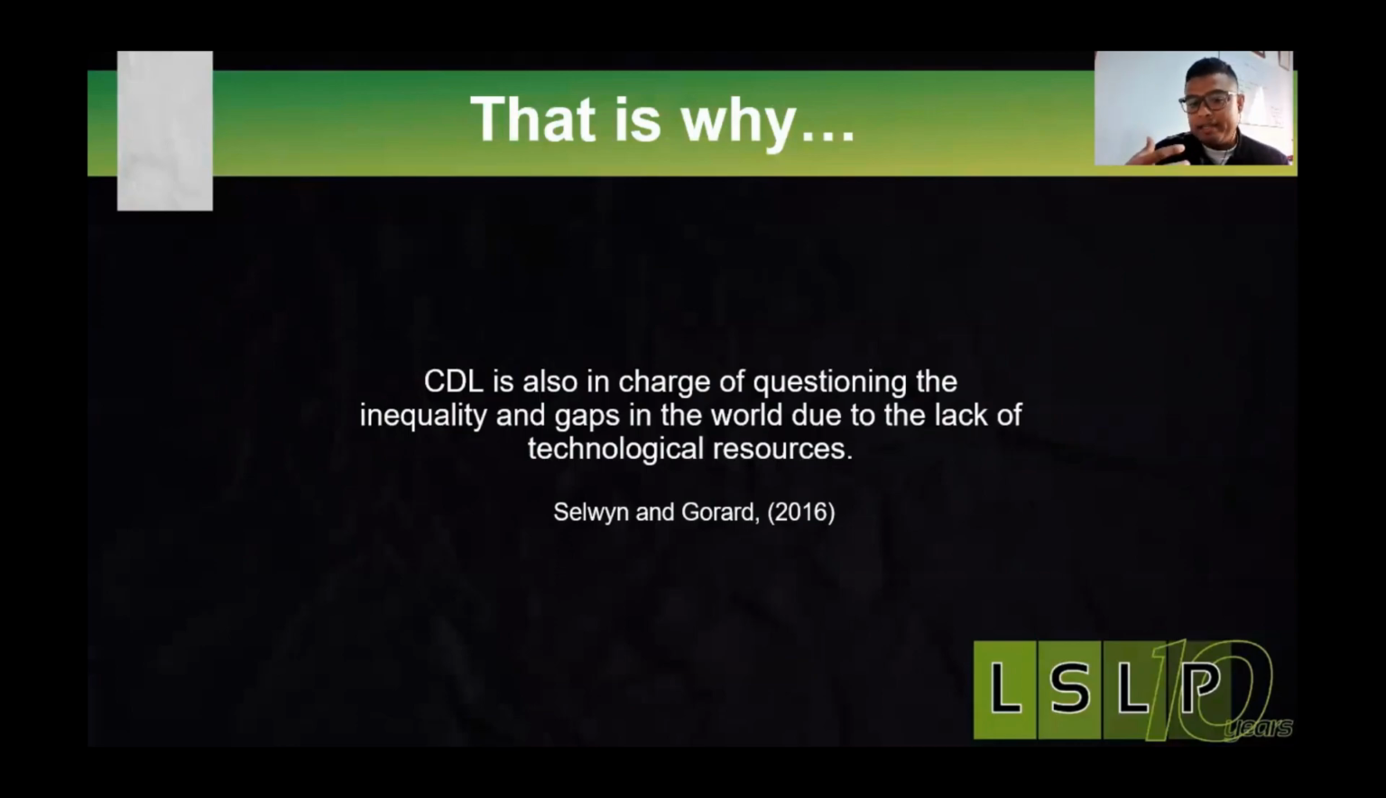That is why critical digital literacy is also in charge of questioning the inequity and gaps in the world due to the lack of technological resources. Critical digital literacy is not just for talking about the advantages of the digital scenarios or the technology. Also, in that questioning, in that discerning process, we analyze the gaps, the exclusions, the abuse of power, those kinds of things as well.